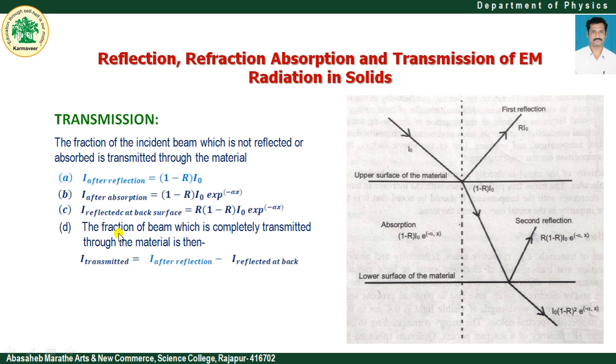Further, the fraction of the beam that is completely transmitted through the material will then be given by the equation I transmitted, which is equal to I after reflection minus I reflected at back. Okay.